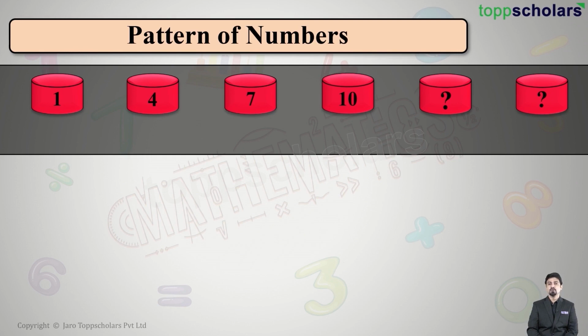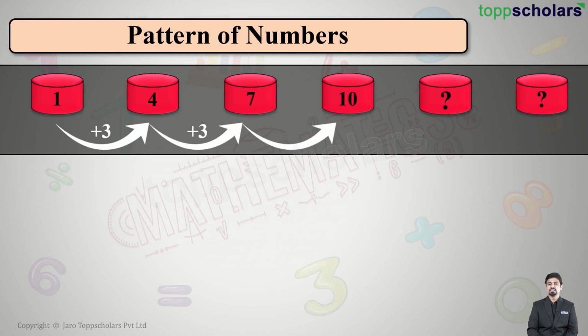3. Go to the third and second. Third number 7, second number 4. 7 minus 4, again 3. Next is 10. 10 minus previous number, 10 minus 7, again 3, which means 1 to 4, the addition is by 3. 1 plus 3 is 4. 4 plus 3 is 7. 7 plus 3 is 10.